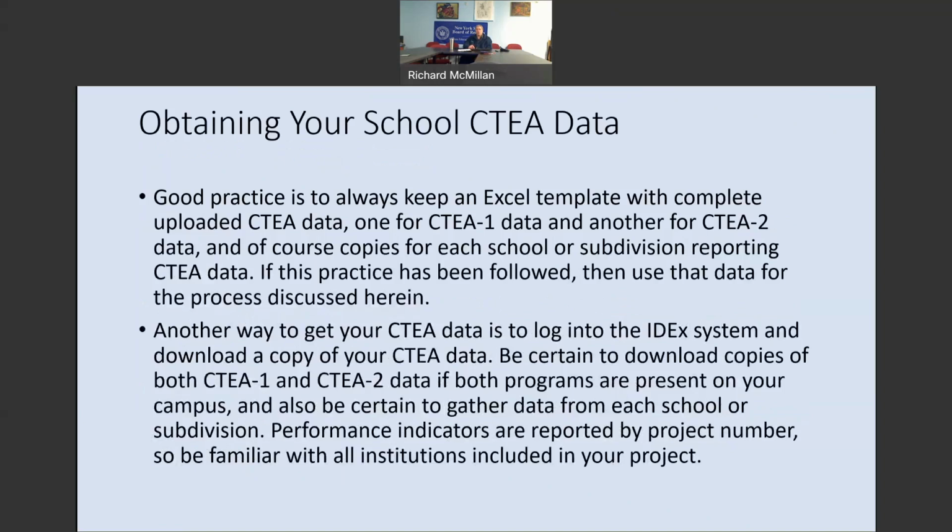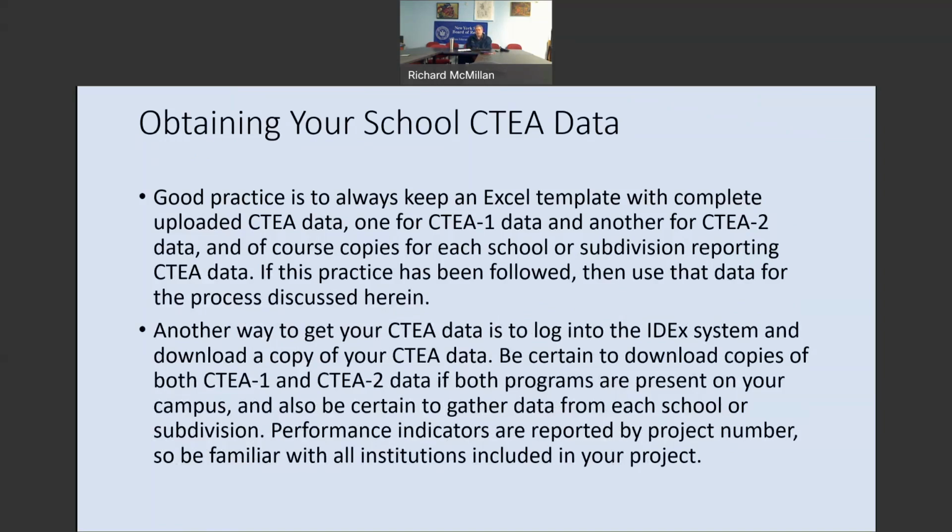Obtaining your school CTEA data. Good practice is to always keep an Excel template with complete uploaded CTEA data, one for CTEA 1 data and another for CTEA 2 data. And of course, copies for each school or subdivision reporting CTEA data under your control or management. If this practice has been followed, then use that data for the process discussed herein.